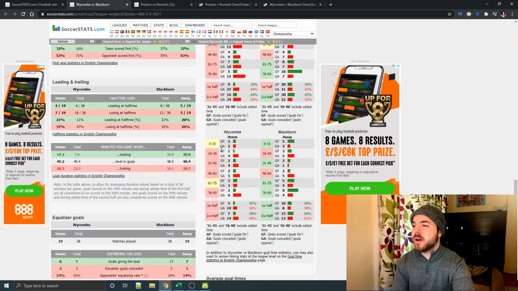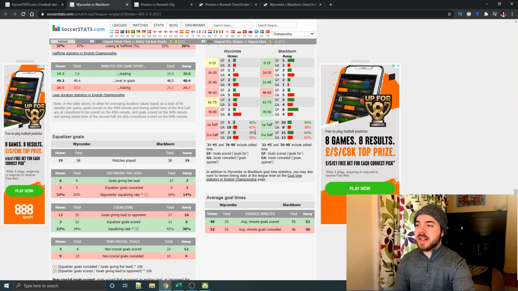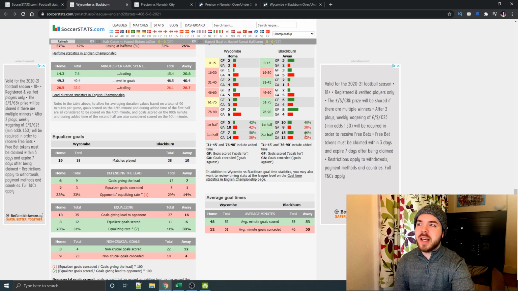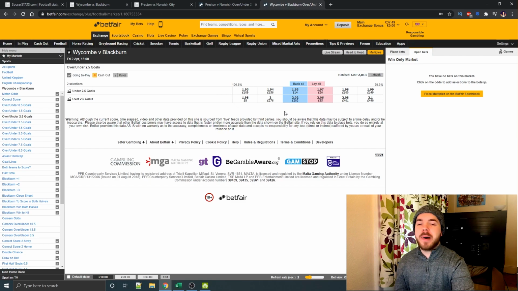Scroll right down at the bottom, and you can see here that both the teams tend to score and concede most of their goals in the second half. So there we go. Wycombe Blackburn is going to be the game I use for this.